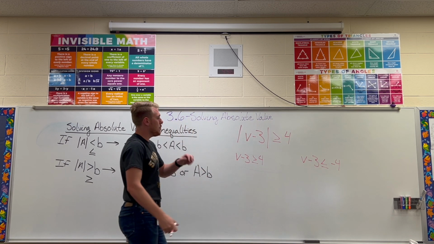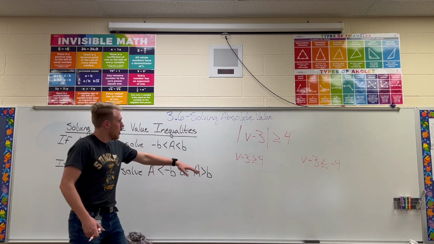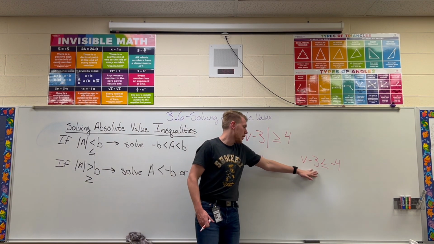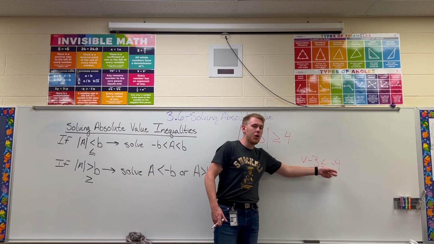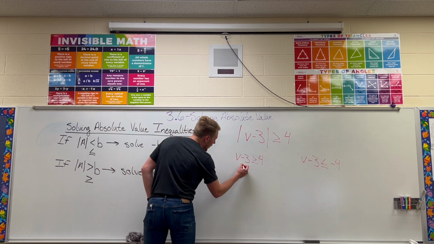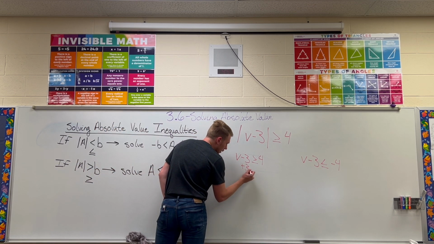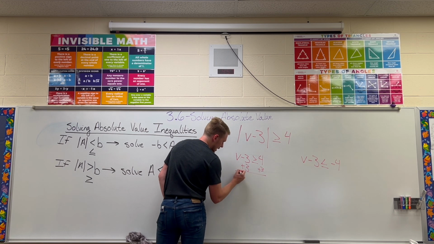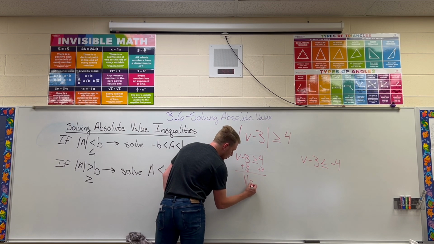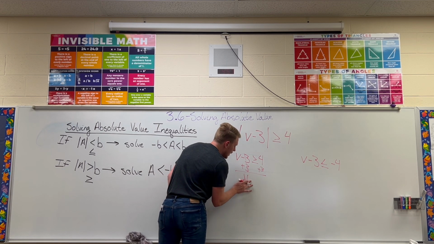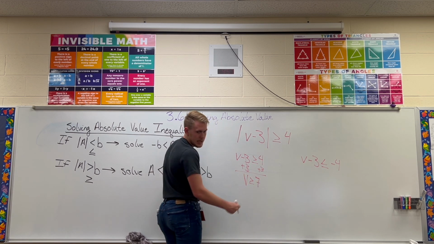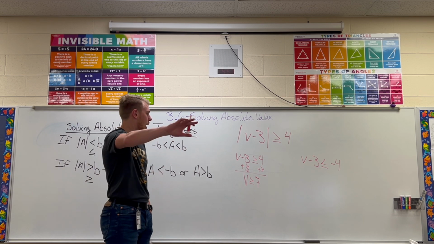Okay, so |v - 3| ≥ 4 is basically the same thing as this. I just took away the absolute value bars, and then for the opposite, I had to flip the sign and flip 4 to a negative value. If I were to solve this, I would add 3 to both sides. These would cancel out, and I'd be left with v is greater than or equal to 4 plus 3, which is 7. See? So I got 7 or higher.